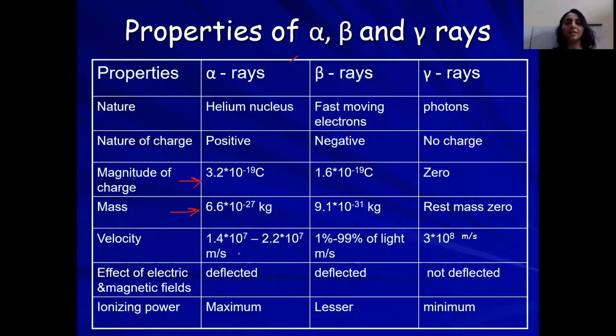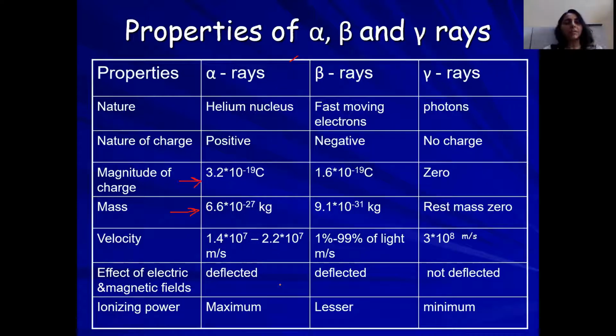Velocity: since alpha particles are heavier, they have a lesser velocity comparatively, whereas betas have a velocity very close to light, and since gamma radiations are already photons, they have the same velocity as light. Effect of electric and magnetic field: alpha and beta both will get deflected, gamma rays will not get deflected.